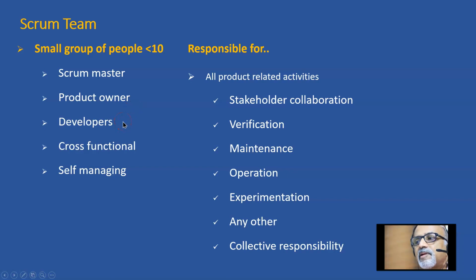And developers build the product, and the team can be cross-functional. When we say cross-functional, in the conventional team we have developers, we have testers, we have architects, whereas in a Scrum team it is just one team which has multiple skill sets. There can be people who know testing, there can be people who understand coding or engineering or architecture.